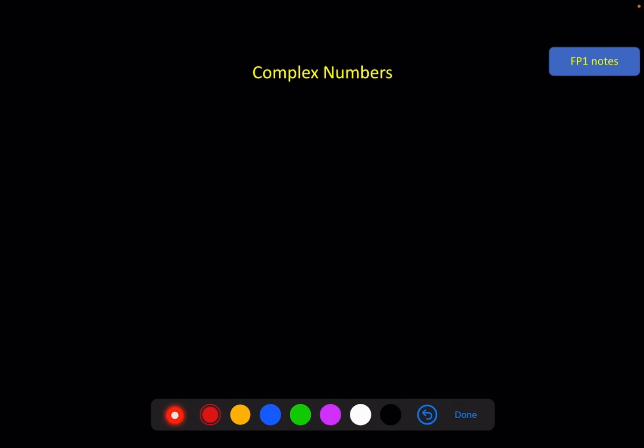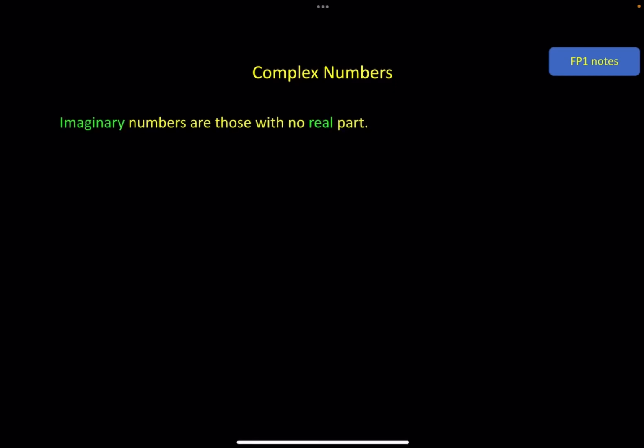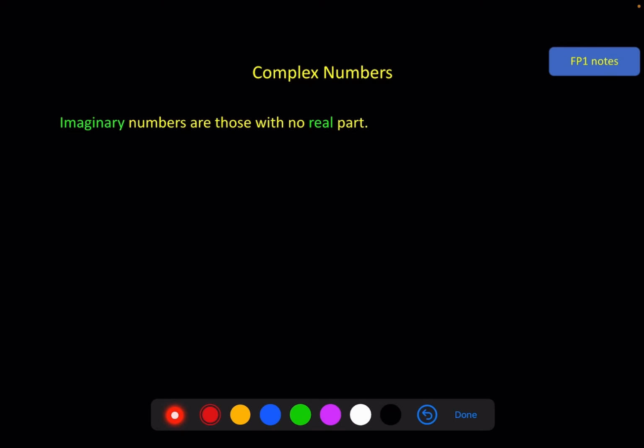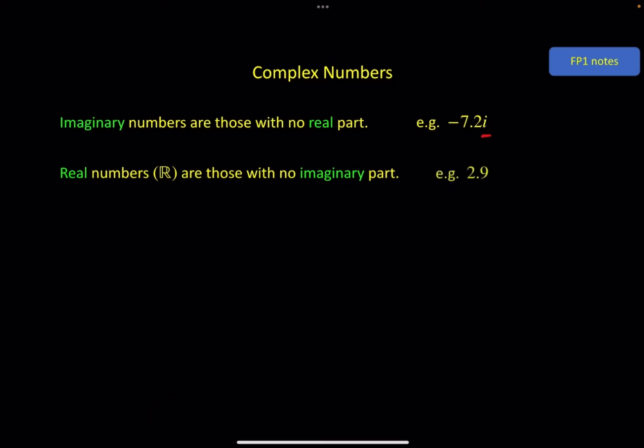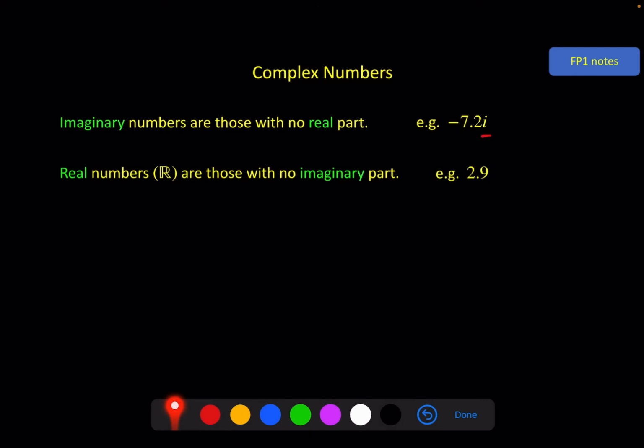So a few things to take down. If you're taking notes, write these down. Imaginary numbers are those numbers with no real part. For example, if you've got something like this, any given number that involves an i, this is an imaginary number. Real numbers, and hopefully you're familiar with this little symbol for real numbers, are those with no imaginary part. And obviously this is all of the numbers that you're used to in the maths that you've done from the first moment you did maths until this chapter.